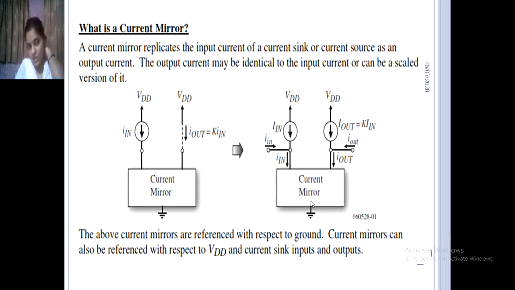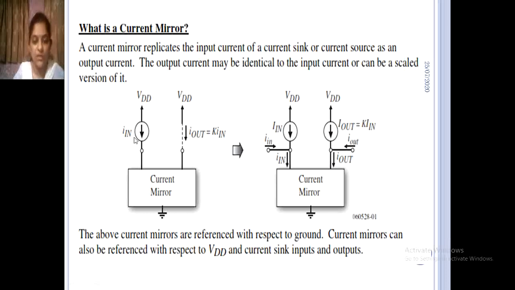A current mirror replicates the input current of a current sink or current source as an output current. The output current may be identical to the input current or can be a scaled version of it. So what is meant by current mirror? Let us see the current mirror.